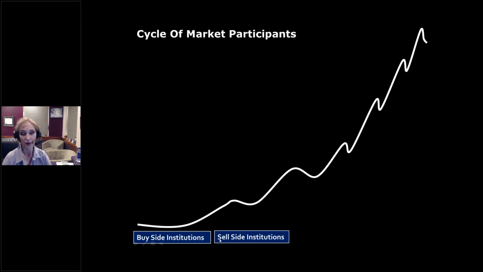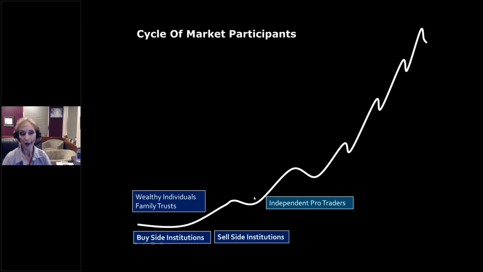The sell-side institutions are your big banks, hedge funds, and so on and so forth. They get in at the bottom because they are buying at the best prices. Wealthy families and individuals and family trusts also get in low because they know all about business and they know why stocks move the way they do. Independent pro traders are very active in the market right now, and they are a big part of the professional side. They work for the buy-side institutions, they work for the sell-side institutions, and they also work independently. So proprietary pro traders are part of the buy-side or sell-side. The independents are working for themselves or for a company.